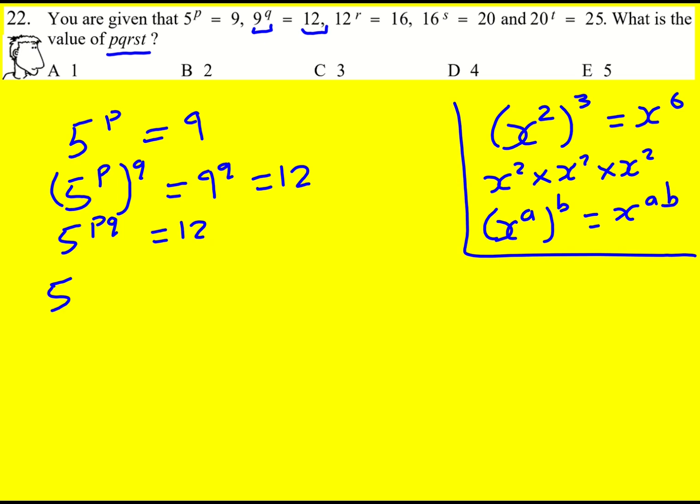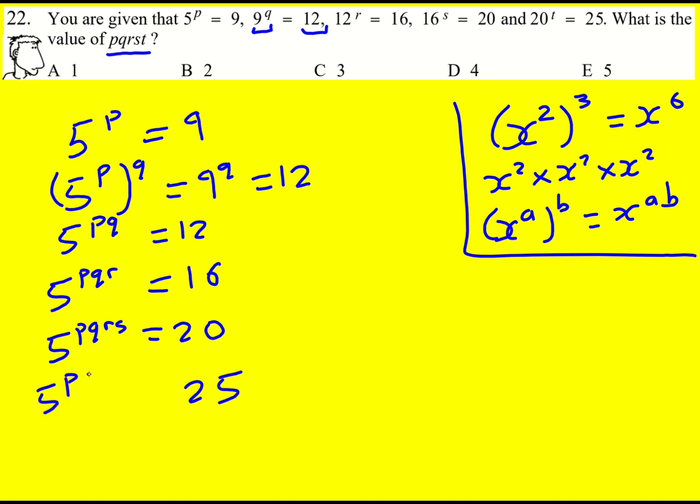So 12 to the r is 16. So 5 to the pq all to the r, which is 5 to the pqr, is going to equal 16. Then I'm going to raise 16 to the power of s. So I raise this to the power of s as well, which becomes 5 to the pqrs. That's going to equal 20. And finally raise all of this to the power of t, which becomes 25, or 5 to the pqrst is 25.